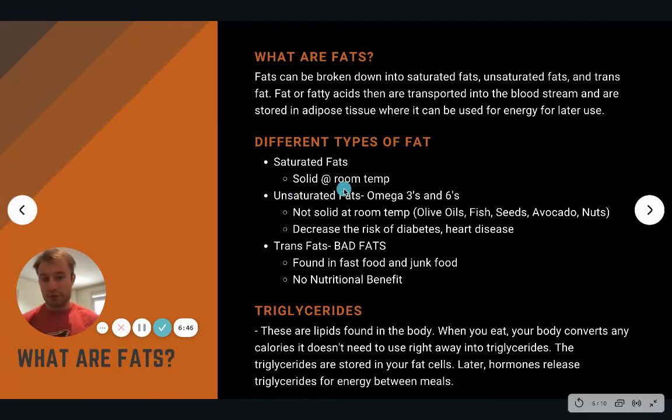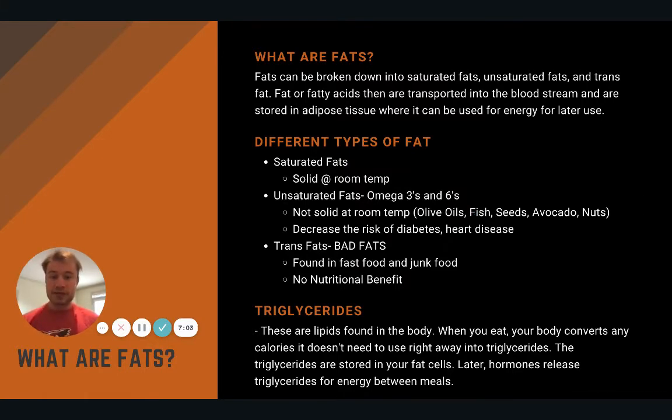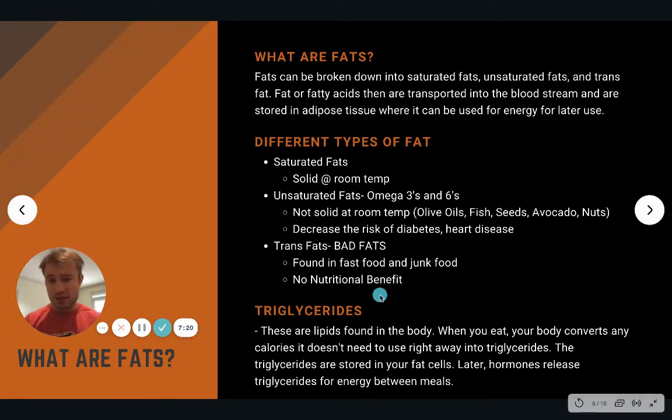Saturated fats are solid at room temperature. So this is basically your animal products. Unsaturated fats are not solid at room temperature. We're talking about olive oils, things like avocado, fish, seeds, things like that that have omega-3s and 6s, which are really beneficial for your health. Trans fats are the bad fats. They go through a hydrogenation process, which basically means they just get filled up with hydrogen, which is obviously not necessarily good for us. So trans fats are going to be your junk food, and they don't really have any nutritional benefit to them.